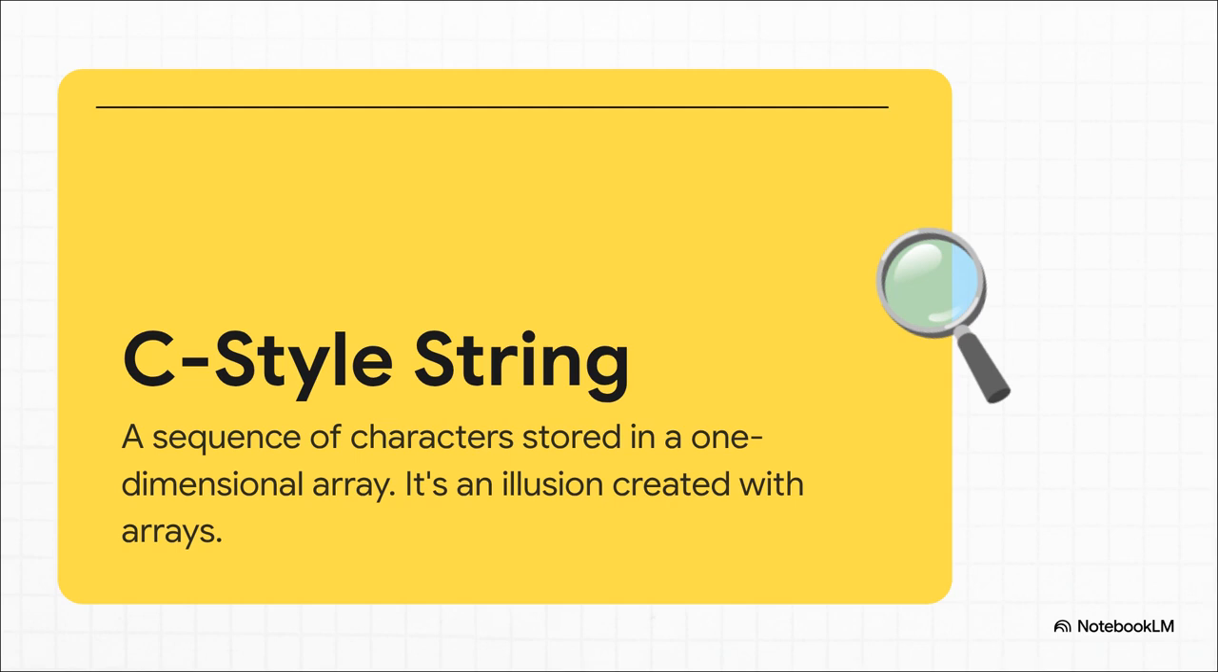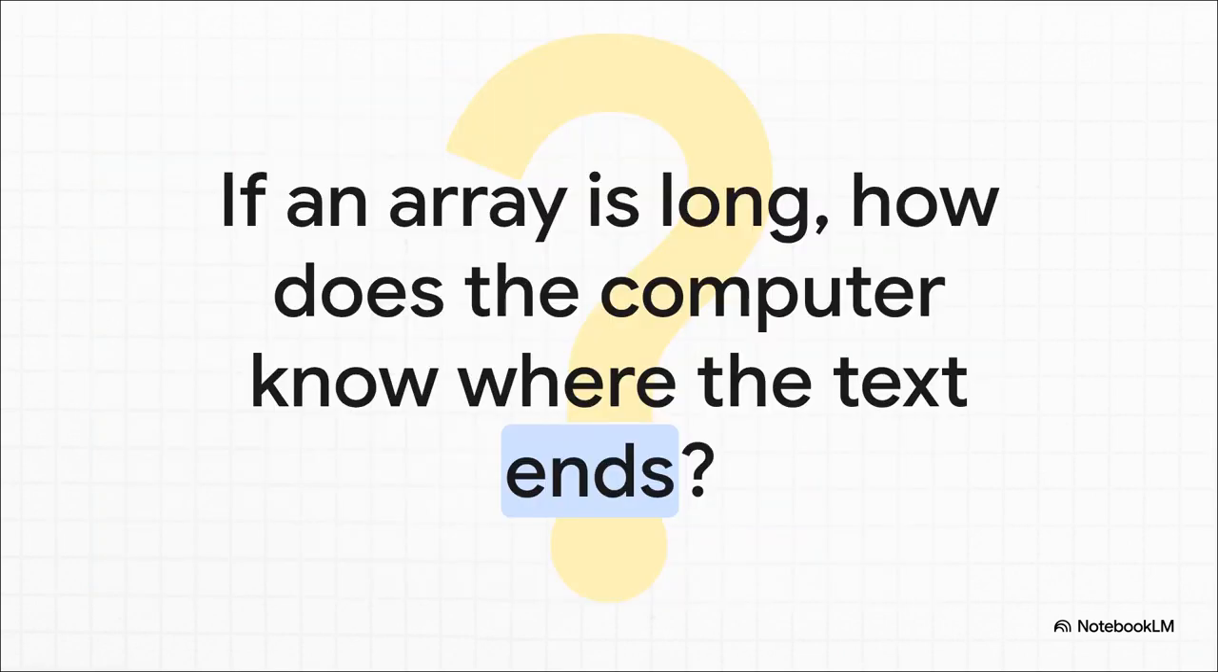A C-style string is nothing more than a one-dimensional array of characters. So the name Ali is just an array where the first box has an A, the second has an L, and the third has an I. That's it. But wait, this brings up a new problem, doesn't it?